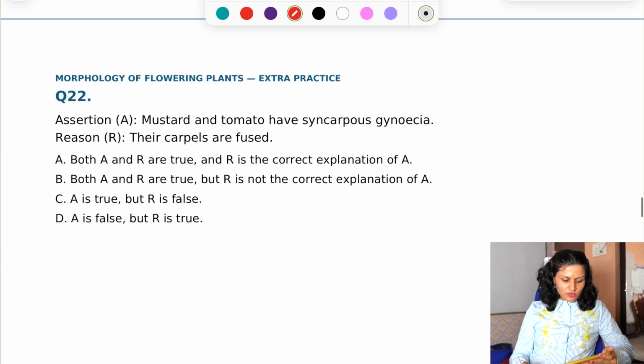Next, question number 22. Assertion: mustard and tomato have syncarpous gynoecia. This is correct. Reason: syncarpous gynoecia because their carpels are fused. R is the correct explanation of A, isn't it? Question number 22, option A will be correct.